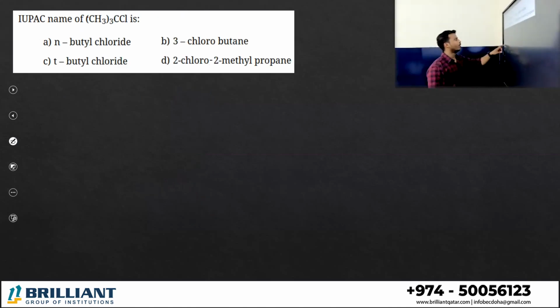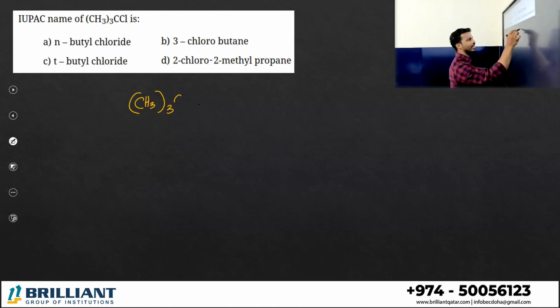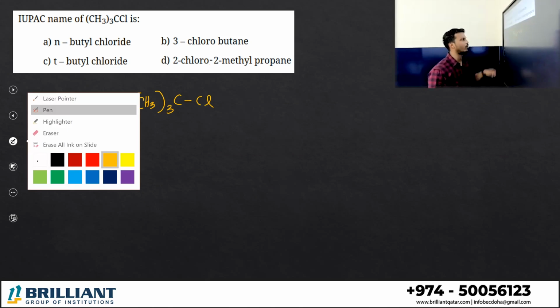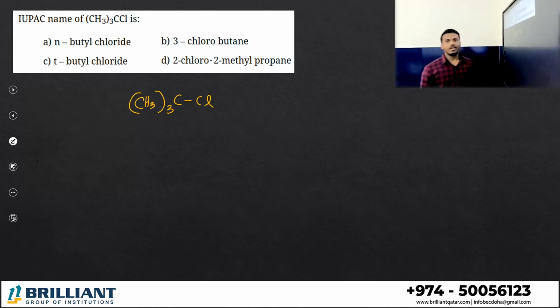Next one: what is the IUPAC name of (CH3)3CCl? Let me just expand the formula. What is the common name of this compound? What is (CH3)3C? Tert-butyl chloride. Once again, I am reminding you: isopropane, isobutane, neopentane, tert-butyl are all common names. Don't use them in IUPAC.